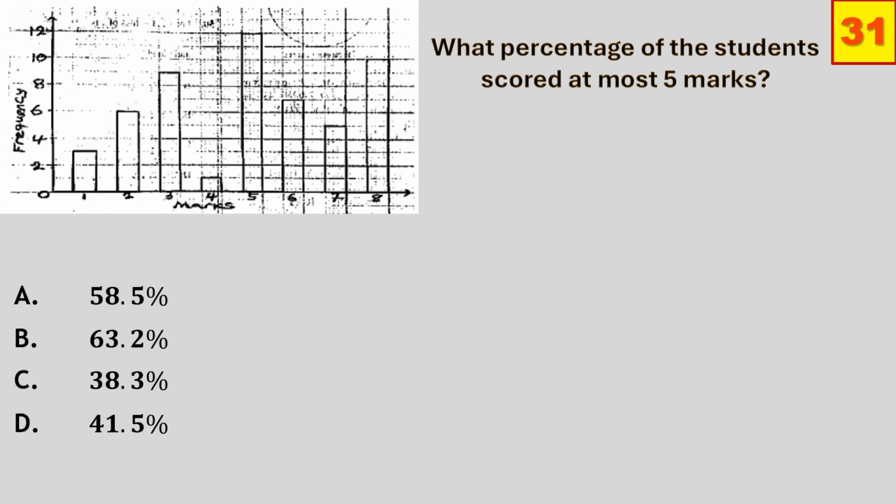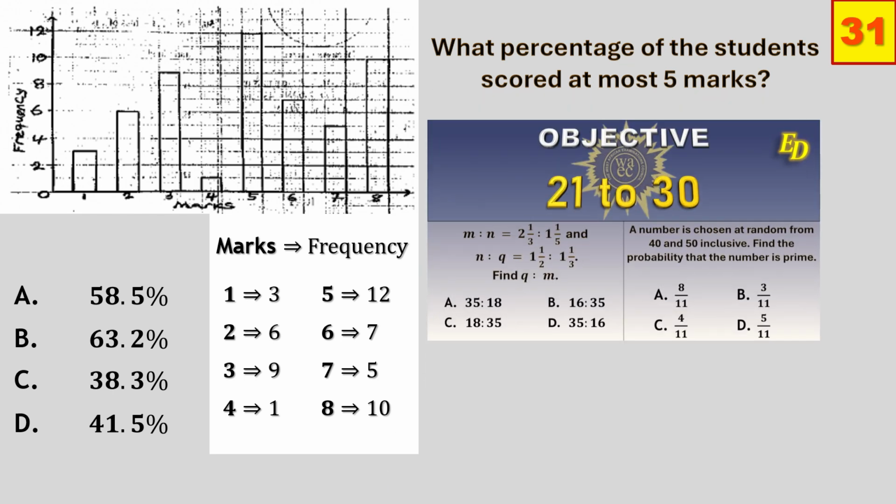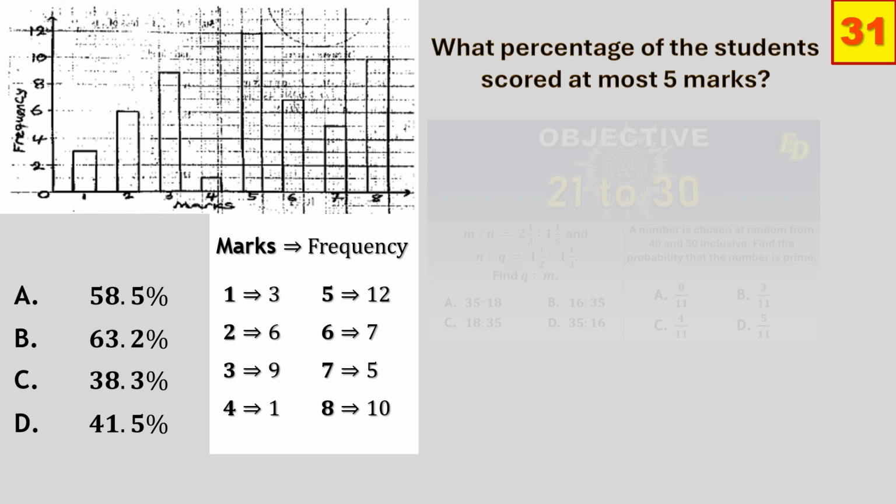What percentage of the students scored at most 5 marks? These are the marks and frequency from the same diagram we used to solve number 30. Check out the previous video if you haven't seen it yet. Okay, the total number of students is 53.